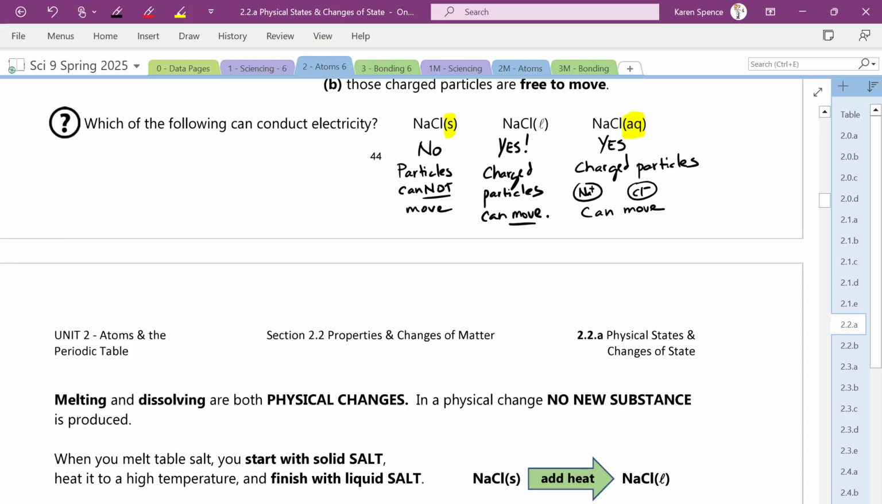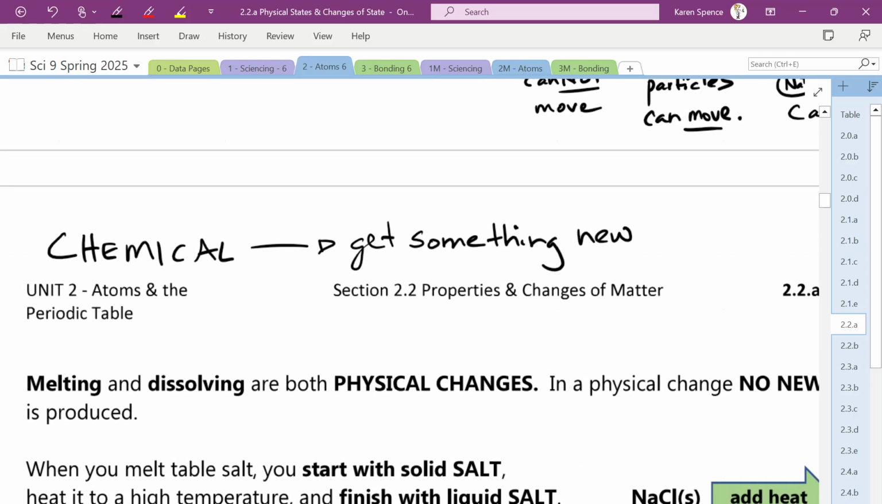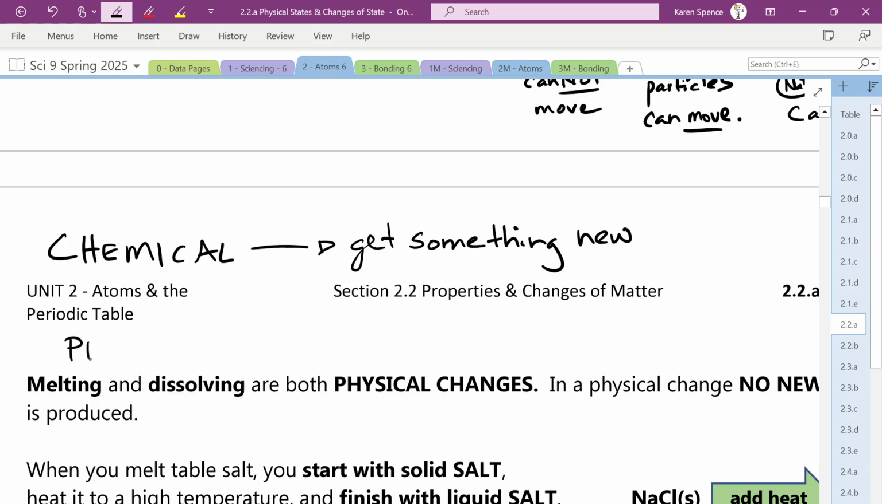Have you heard of chemical and physical changes? Chemical changes and physical changes. In a chemical change, you get something new. In a physical change, you get nothing new, it's just changed its form.